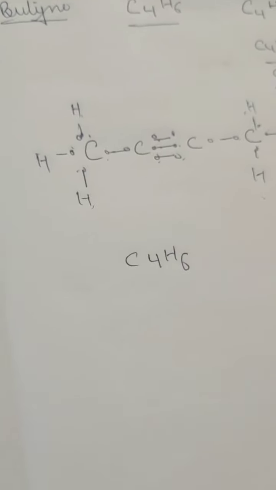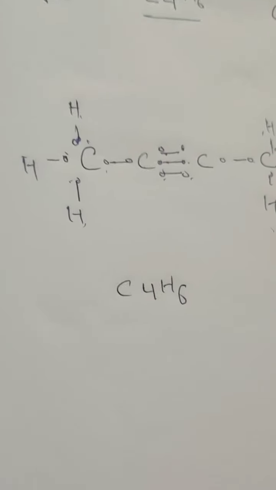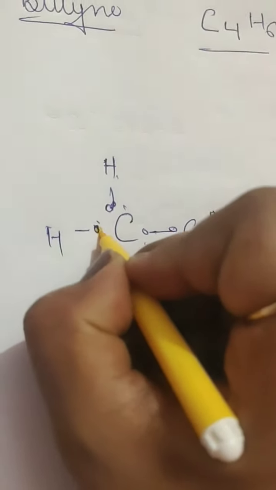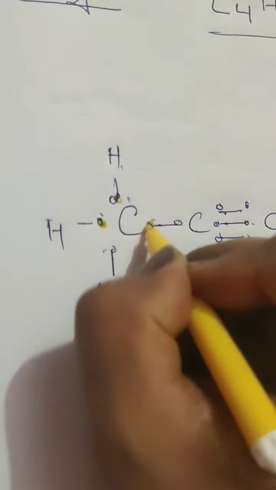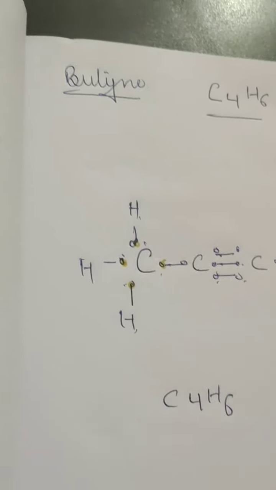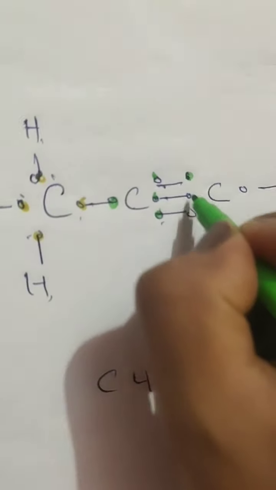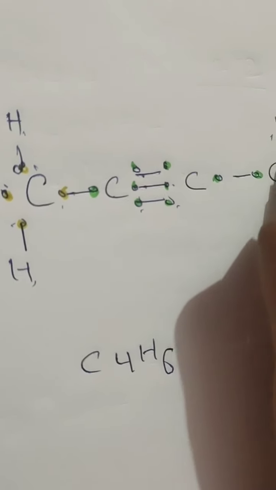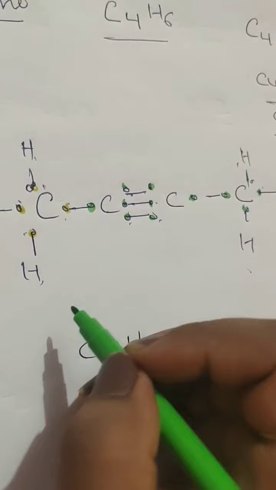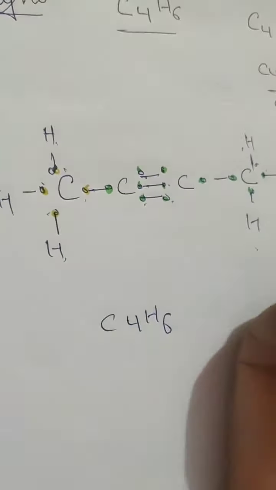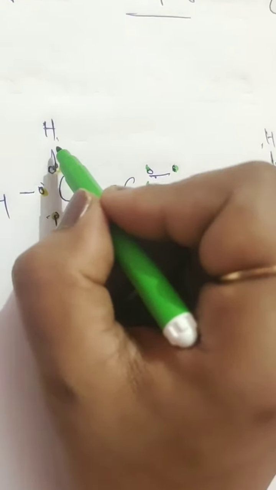I should be using some colorful sketch pen to make it clearer for you. Like this carbon is using electrons of this, then this is having 4 electrons sharing, this is having 4 electrons sharing, this will also have 4 electrons sharing. So every carbon is sharing 4 electrons, and it only has 4 electrons, so it will be using hydrogen for all these electrons.